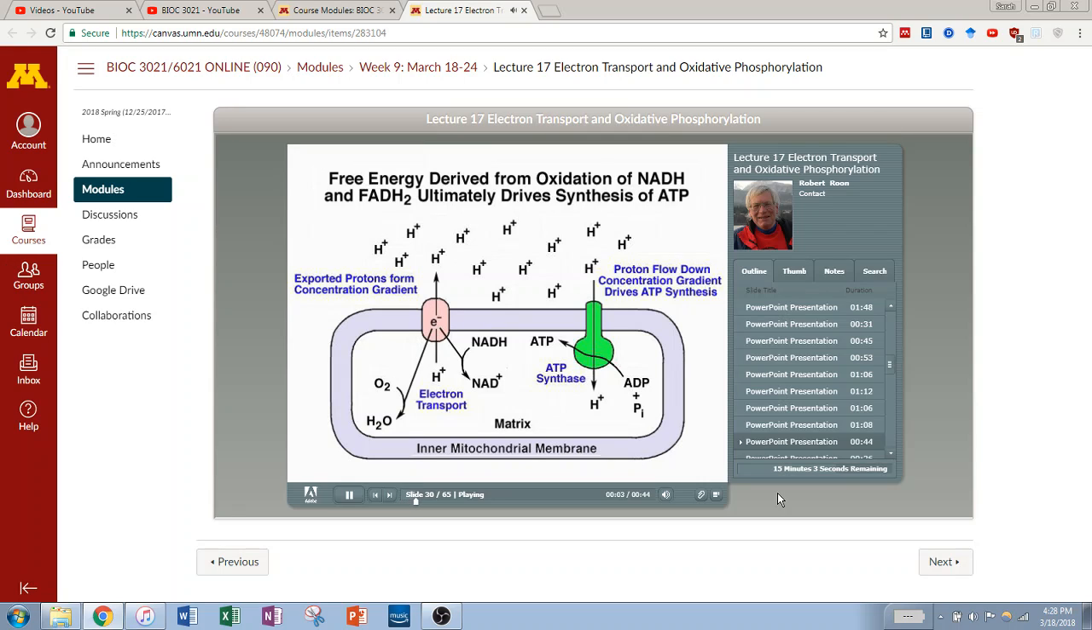We'll take a second look at this simplified scheme to reflect on how the energy from electron transport is used to create a proton gradient across the inner mitochondrial membrane, and then how the ATP synthase captures the energy from that proton gradient to drive the synthesis of ATP from ADP and inorganic phosphate. Notice that the role of the electron transport complexes is to pump protons across the membrane. These complexes are not directly linked to the ATP synthase, and they're not directly involved in ATP synthesis. The connection between electron transport and oxidative phosphorylation is through the proton gradient.